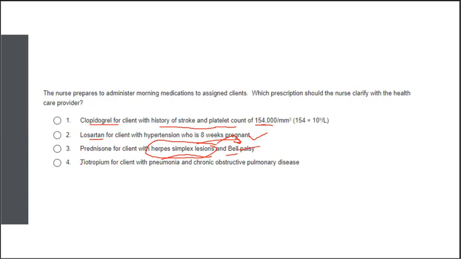How about tiotropium for clients with pneumonia and COPD? Again, tiotropium is an inhaled anticholinergic drug, and it inhibits receptors in the smooth muscles of the face. It's prescribed daily for the long-term management of bronchospasm in clients with COPD. So again, we won't need to clarify this with the healthcare provider. So option 2 would be our best bet.